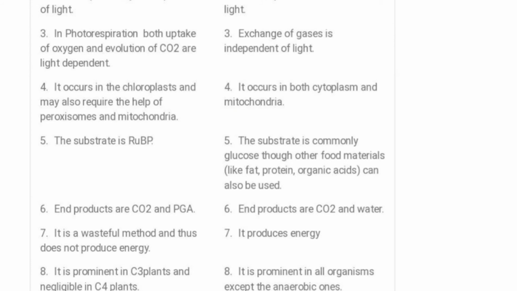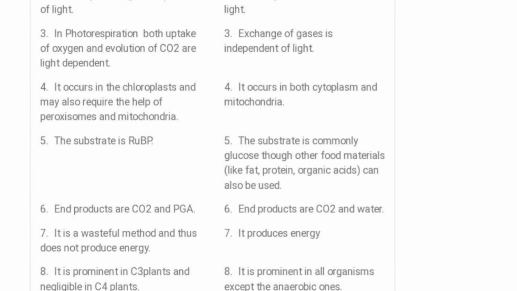On the other hand, in normal respiration, the substrate may be glucose. It may be organic acid, fat, protein, and carbohydrate, whatever it may be. The substrate is not specific in dark respiration, whereas in photorespiration it is the specific one, that is RuBP. Understood?